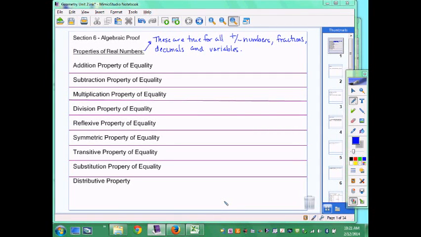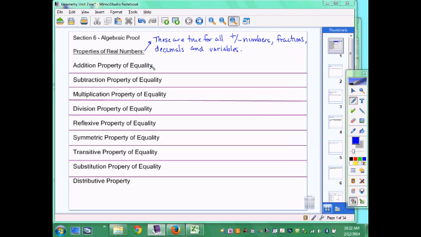Properties of real numbers, and you should have seen these in algebra, but we're going to go back over them just to make sure. These are true for all real numbers. So that's every positive or negative whole number, every decimal, every fraction, and every variable, because we're in the real number system. So these are always going to be true, no matter what you're dealing with.